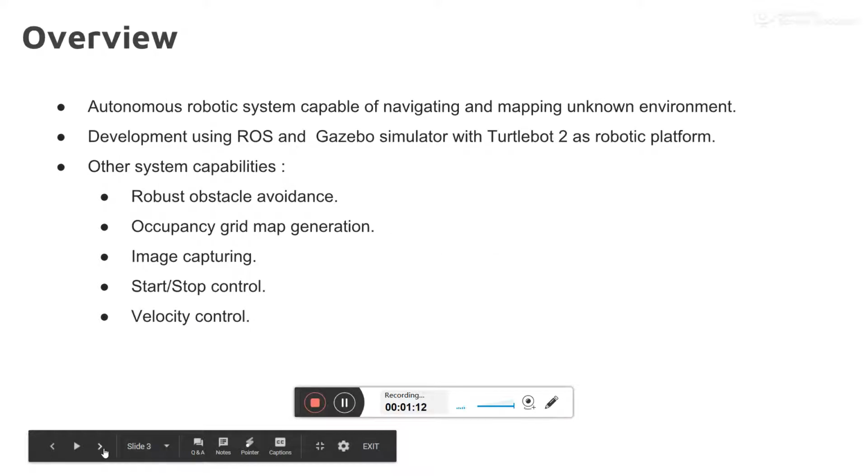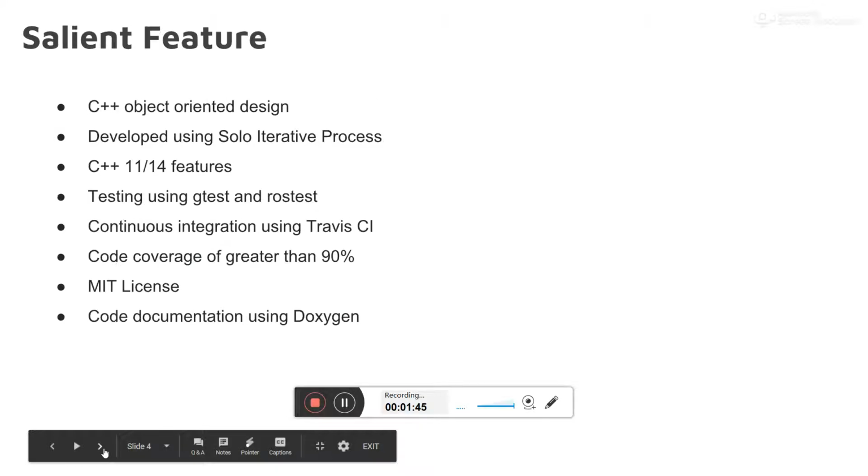So I would like to tell you about my project overview. This project was basically based on developing a system capable of navigating and mapping an unknown environment. I used the ROS framework for this and the Gazebo simulator with Turtlebot 2 as a robotic framework to develop my system. The system is also capable of robust obstacle avoidance, occupancy grid map generation, image capturing, start and stop control, and velocity control. I'll be coming back to these capabilities to explain why these are important in this application.